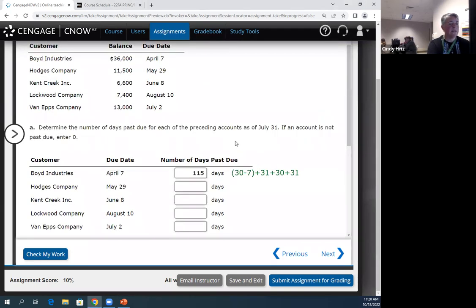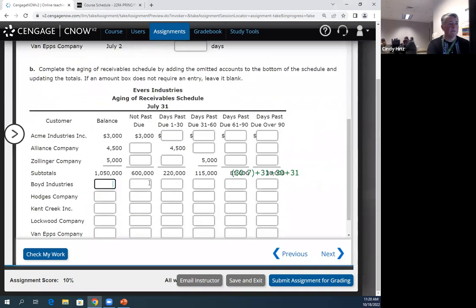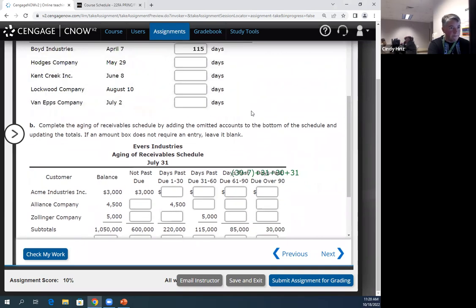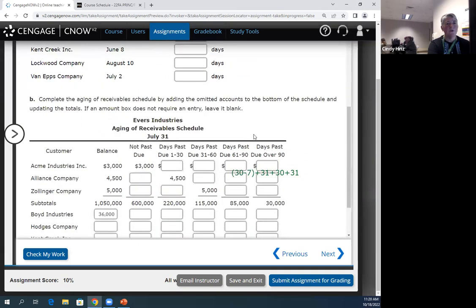So Boyd owed $36,000. So I can put the 36,000 here in the balance column. But which one of these columns does it belong in? If it was 115 days past due, it belongs all the way out here in the days past due over 90. Right?